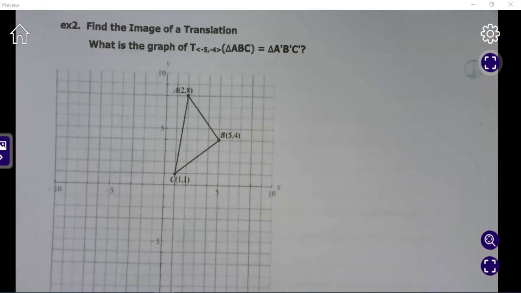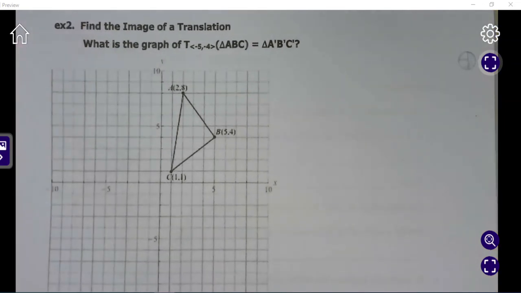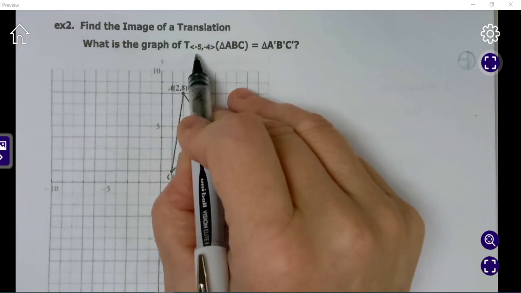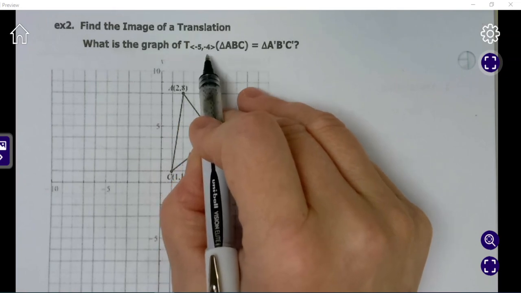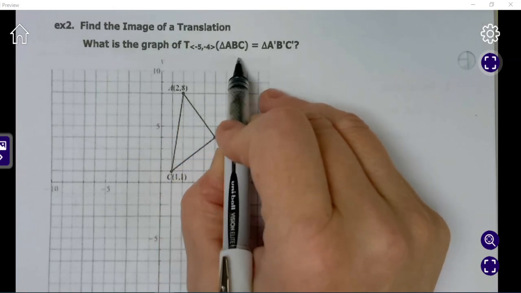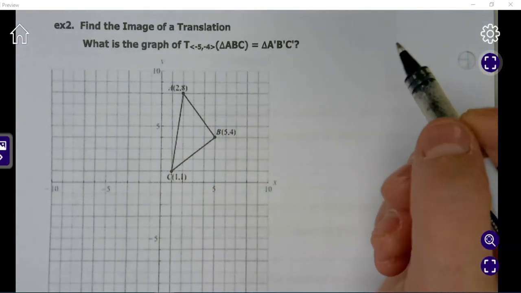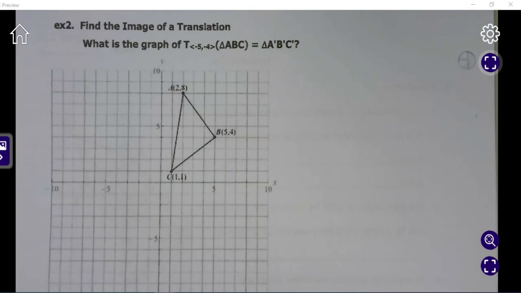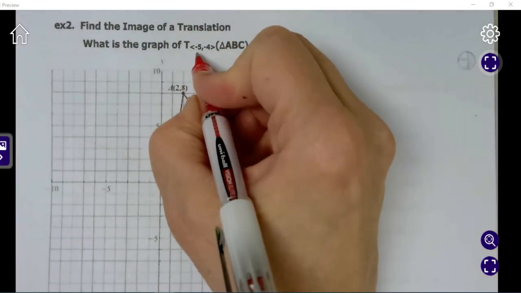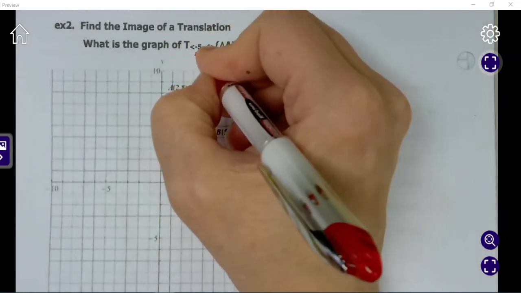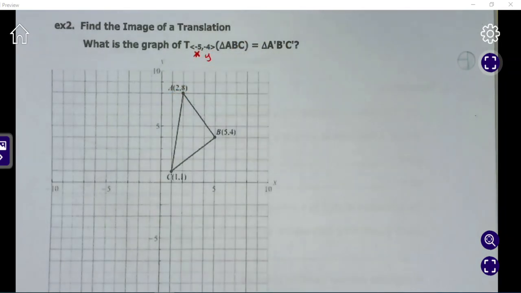Okay, example 2. Find the image of a translation. All right, and this is our translation. We're going to translate capital T using the vector -5 in the x, -4 in the y. We're going to translate triangle ABC into triangle A prime, B prime, C prime. Okay, so each of your points, you're going to go left -5. That's your x. And then down -4.